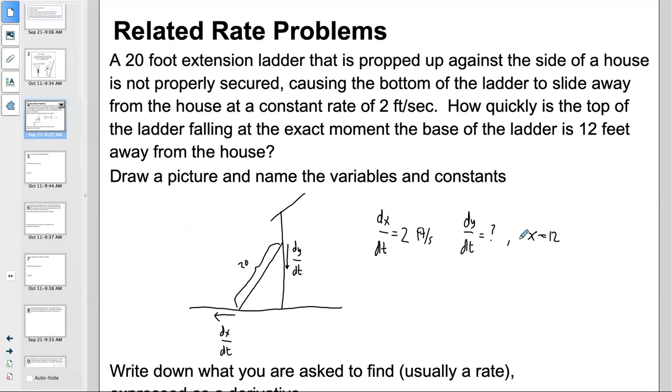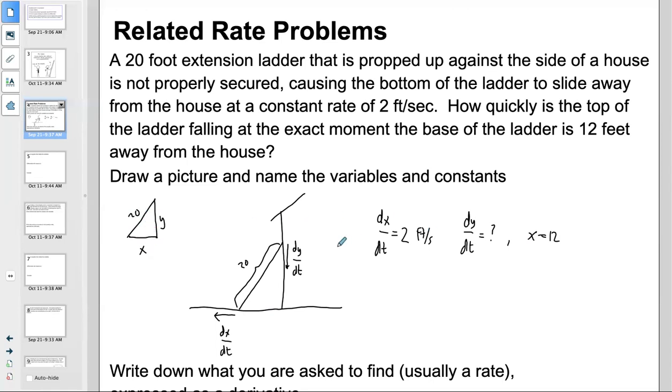Remember, for the x's and the y's, I'm thinking about this triangle as looking like this, where this is x and this is y and this is 20. You could call this z or c or whatever, but it's always equal to 20.